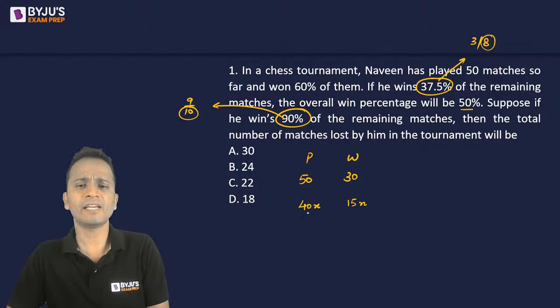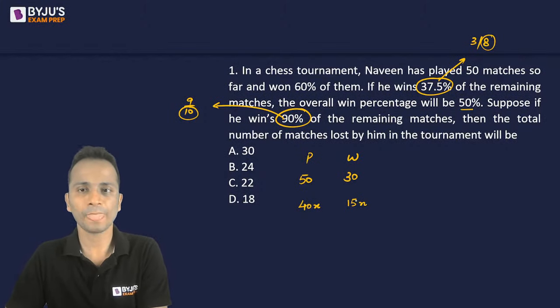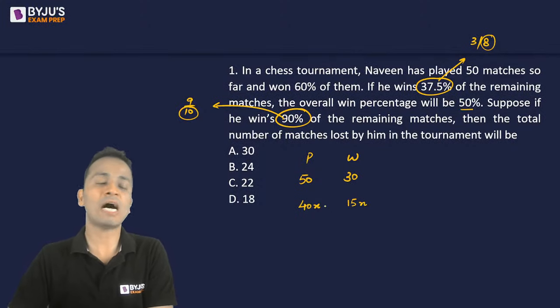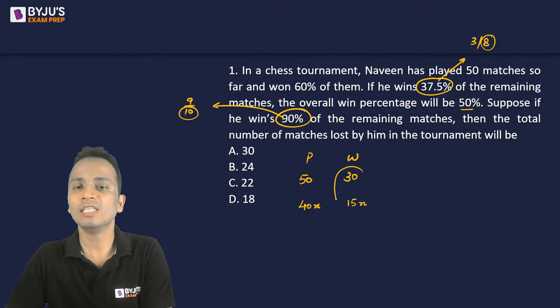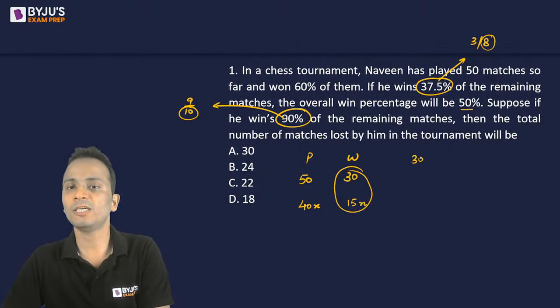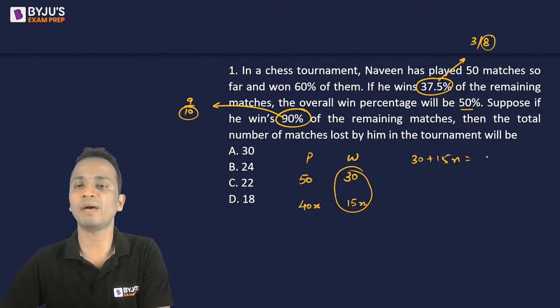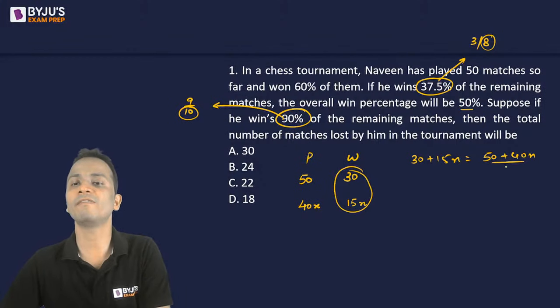Divide this by 8, it will be 5x. 5x into 3, that is 15x. Okay, so if he wins 15x matches out of the remaining 40x matches, then his win percentage will be 50%. That means the number of wins, 30 plus 15x, is half the number of matches that he has played: (50 plus 40x) divided by 2.